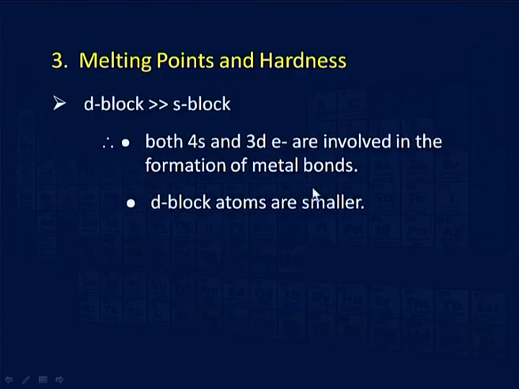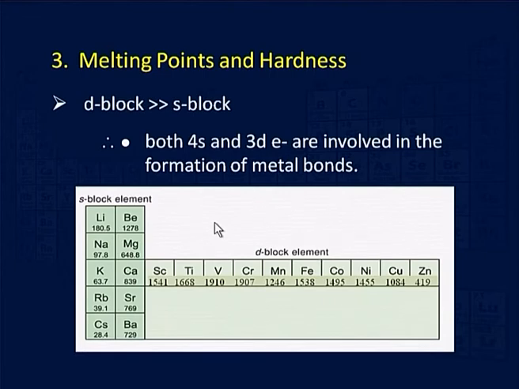Both the 4s and 3d electrons are involved in the formation of the metallic bond, and this is the reason why the melting point of these metals is very high. So, this figure shows the variation of the melting point as we go from scandium to zinc in the first transition series, and to compare with the S block, some of the melting points of the S block elements are mentioned. Worth noting here is potassium, which has a very low melting point compared to the other transition metals.